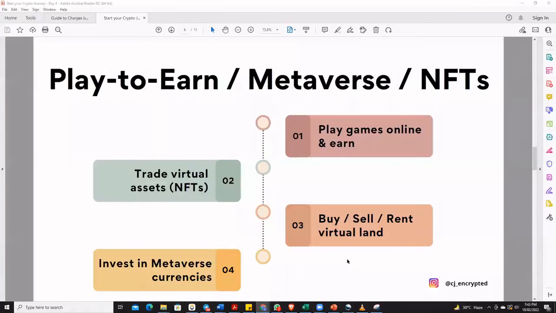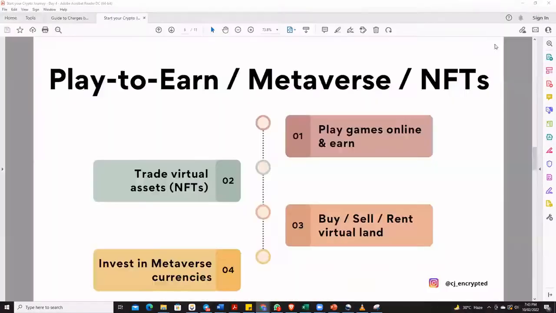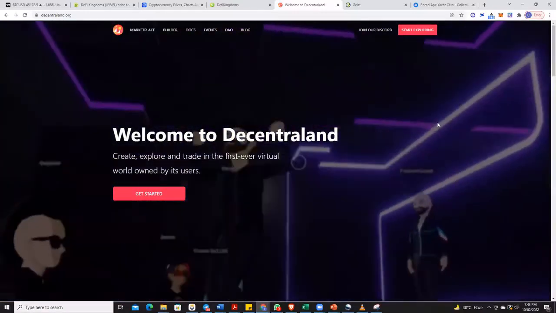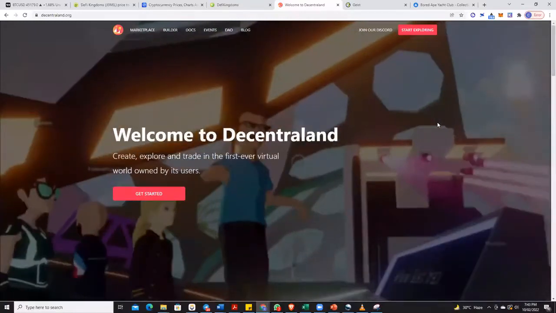But as companies continue to spend more money on metaverses, the use case for the metaverse is going to increase even more. Okay, so let me show you one example of what a metaverse looks like, because remember, this is education, and you do need to come away from here understanding exactly how these things work.